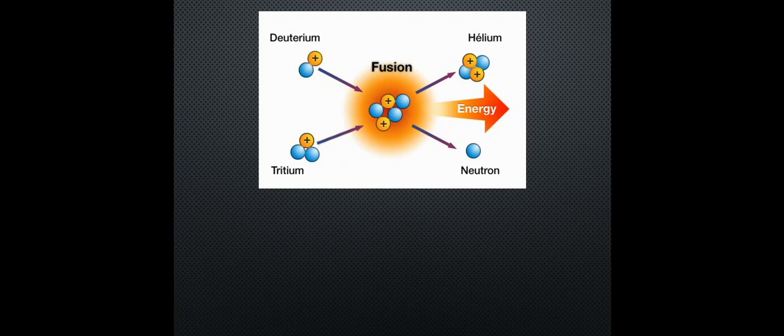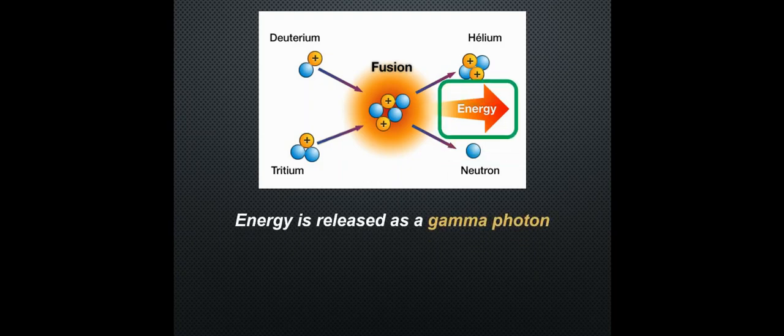Okay, great. What does that mean? Well, gamma refers to the type of electromagnetic radiation that has the shortest wavelength but the highest energy. And a photon is a particle of light.